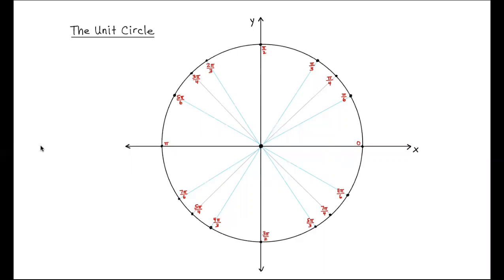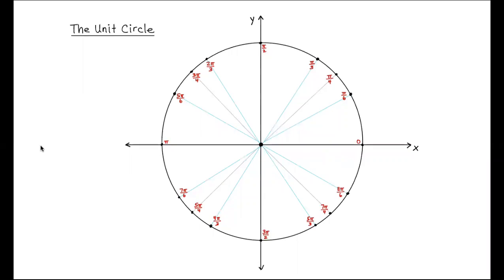Okay, so if we wanted to talk about the unit circle, we might be interested in actually labeling some of the x and y coordinates. And we'll talk about why we might want to do that in a second. But first I want to actually start with getting some of the coordinates labeled.